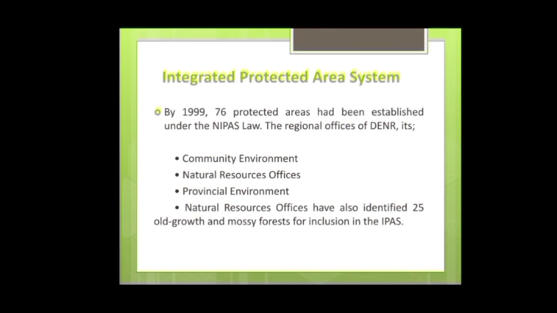By 1999, 76 protected areas had been established under the NIPAS law. The regional offices of DENR, its Community Environment and Natural Resources Offices, and Provincial Environment and Natural Resources Offices have also identified 25 old growth and mossy forests for inclusion in the IPAS. So in 1999, 76 protected areas ang na-accomplish ng NIPAS law. And the regional offices by DENR recognize the 25 old growth and mossy forests by their management at syempre involve ang IPAS sa na-identified nila.